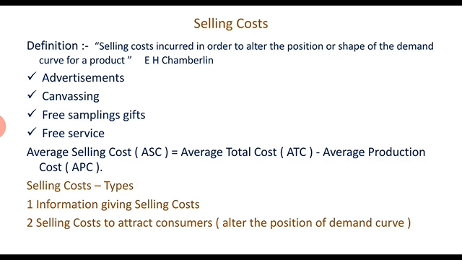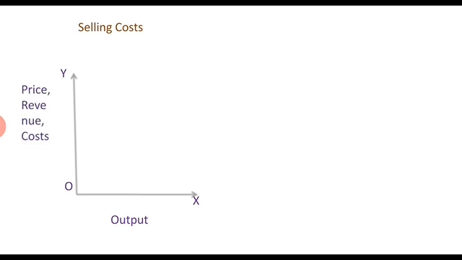These selling costs are found in monopoly and monopolistic competition. We can see selling costs in this diagram. Output is shown on the x-axis; price, revenue, and costs are shown on the y-axis. The DD curve is the demand curve or average revenue curve.